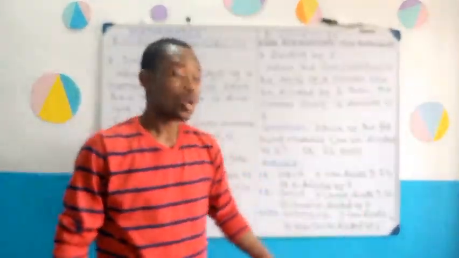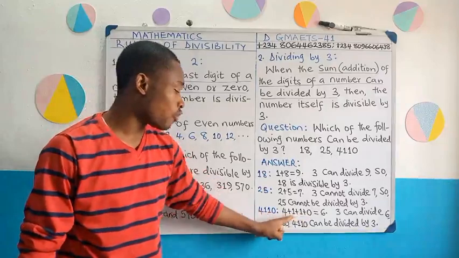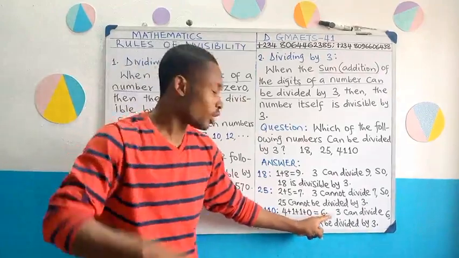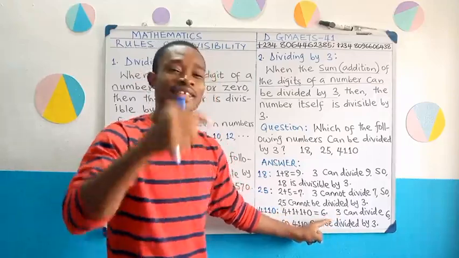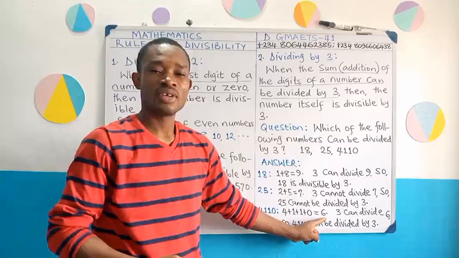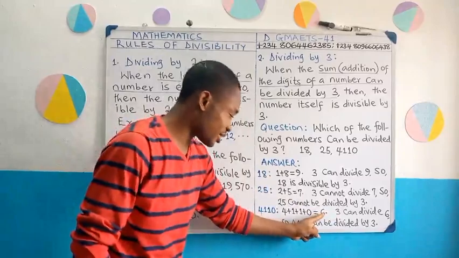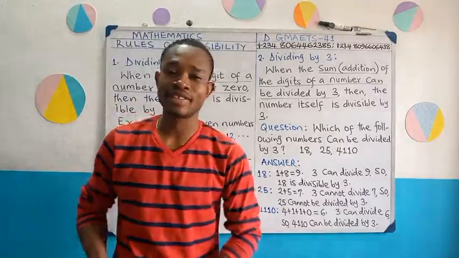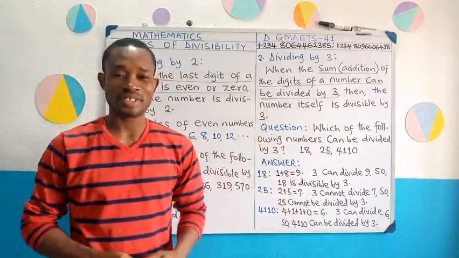Let's move on to 4,110. Let's add up the digits. The digits are 4110. If you add them up, 4 plus 1 plus 1 plus 0, you get 6. 6 is a multiple of 3. It means that 3 is a factor of 6. Yes, 3 can divide 6. If you go to 3 times table, 3 times 2 will give you 6. Now, since 3 can divide 6, it therefore means that 3 can also divide 4,110. So that is how we know a number that 3 can divide.